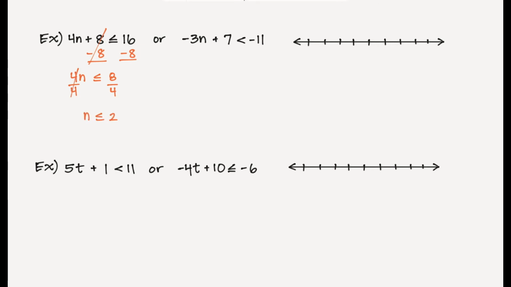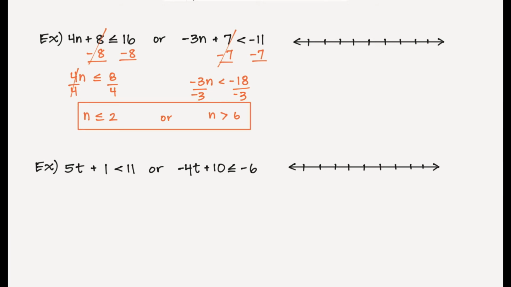For our second one, let's subtract 7 on both sides. We're left with -3n is less than -18, and then I can divide both sides by -3, and I find that n is greater than, because I need to flip it, +6. So this solution would be n is less than or equal to +2, or n is greater than +6.